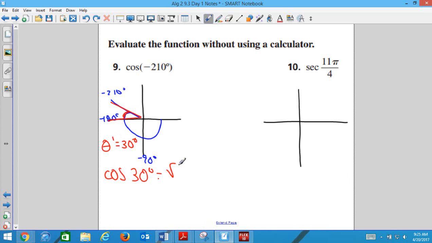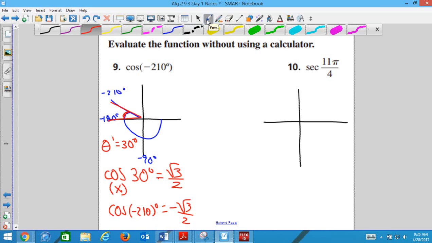And you have that memorized? Square root of 3 over 2. And then we think about the sine. And cosine is always x. So in this quadrant, is x positive or negative? Negative. So negative square root of 3 over 2.